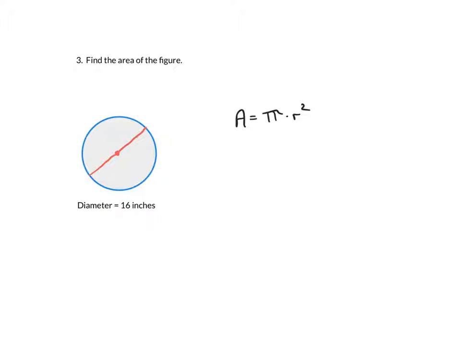Problem number 3. Find the area of the figure. And you're given a circle, and it says it has a diameter of 16 inches. The formula for area is pi times the radius squared. So I'm going to multiply 3.14 times the radius squared. If the diameter is 16 inches, the radius has to be 8. So it would be times 8 squared. Well, 8 squared means 8 times 8, which is equal to 64. So now I need to multiply 3.14 times 64.